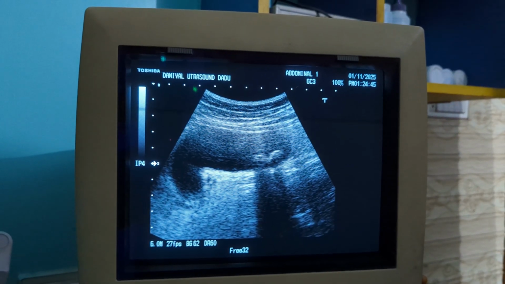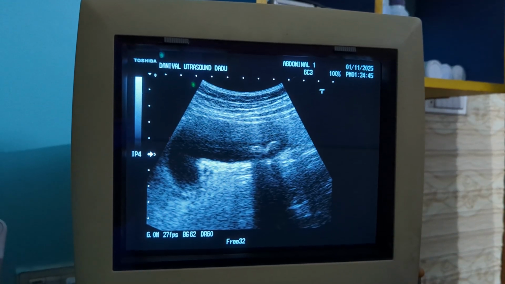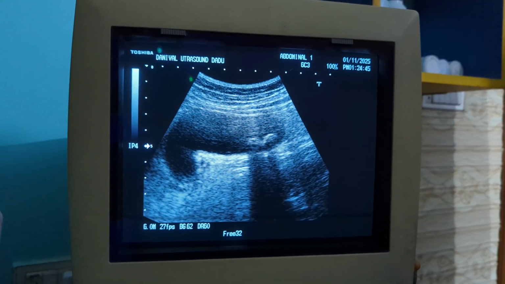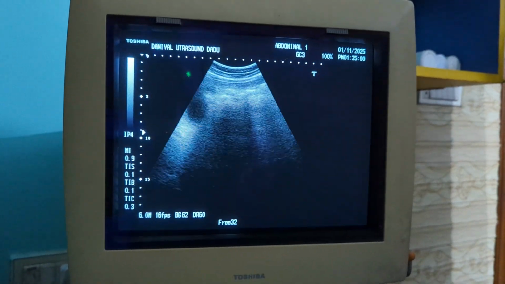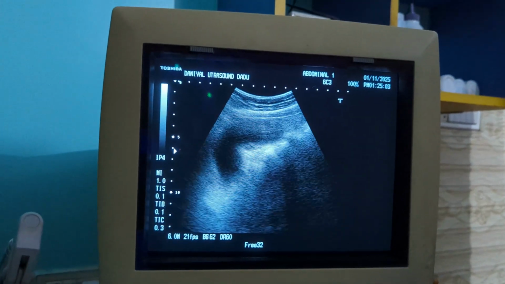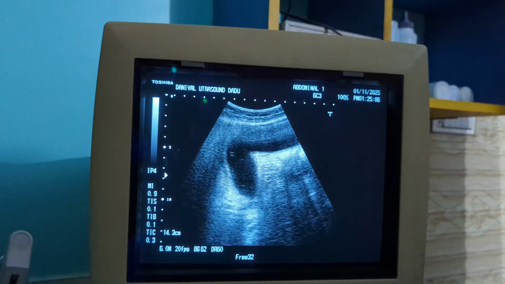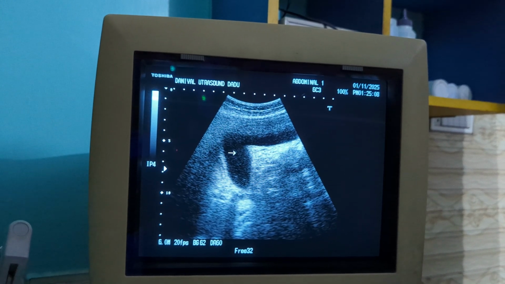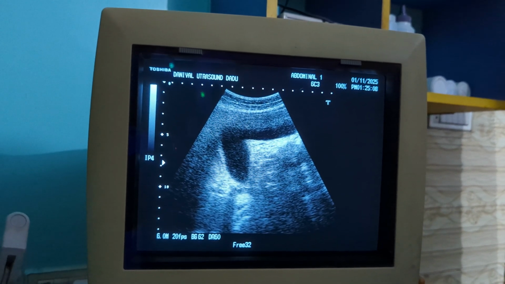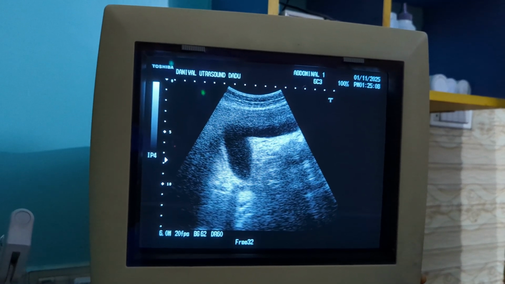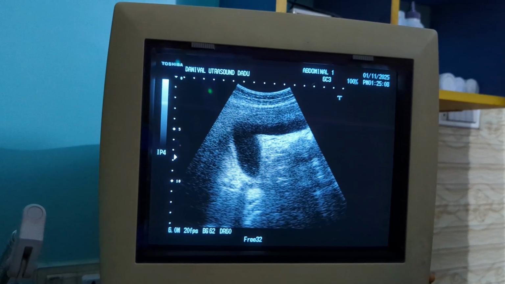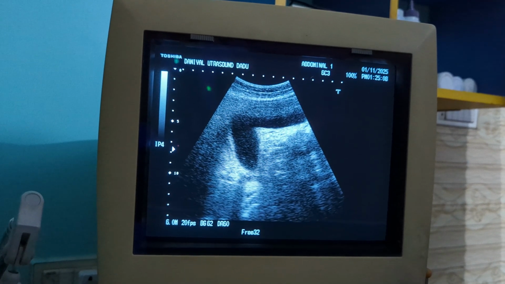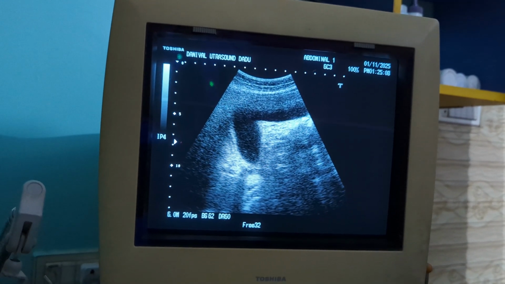The gallbladder here is distended. Now look carefully at the neck of the gallbladder. Here there is one fixed echogenic focus, which I am going to show you just now. Here, yes, here it is. This echogenic focus is fixed and lodged deeply in the gallbladder neck or cystic duct area.